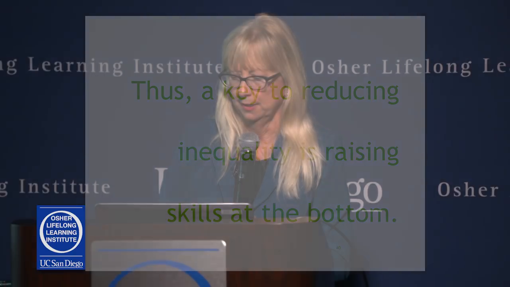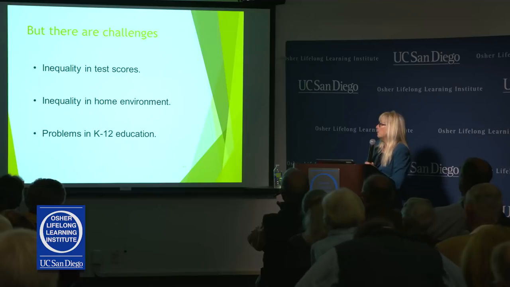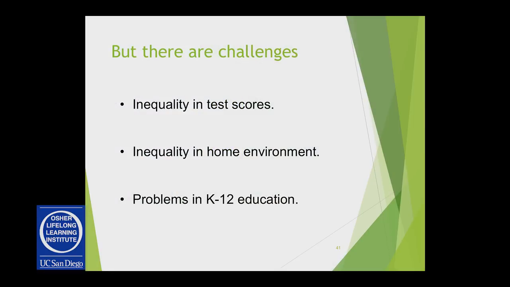There are other ways to do it, you know, issues with monopoly power at the very top and people skimming, but in terms of raising the bottom, it's that skill distribution. But there are challenges, all right? There is inequality in test scores, inequality in the home environment, and problems in K-12 education.